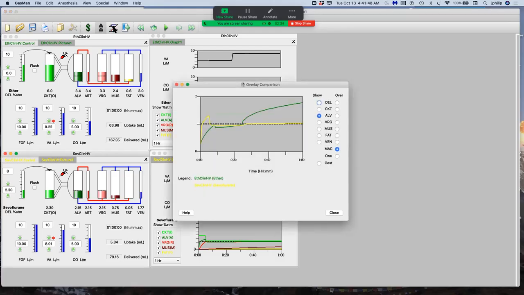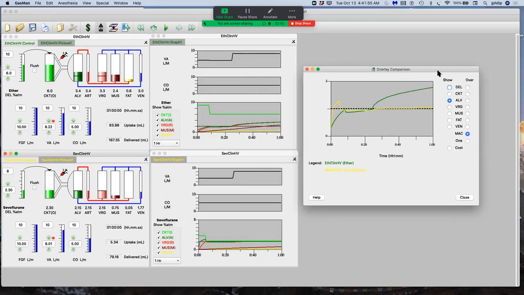If we look at the overlay, show alveolar over MAC, we see that in the case of ether, alveolar gets much, much above MAC, probably enough to cause some cardiovascular problems. Whereas with a less soluble drug, we get a very constant level in the alveolar compartment and in the vessel-rich group.